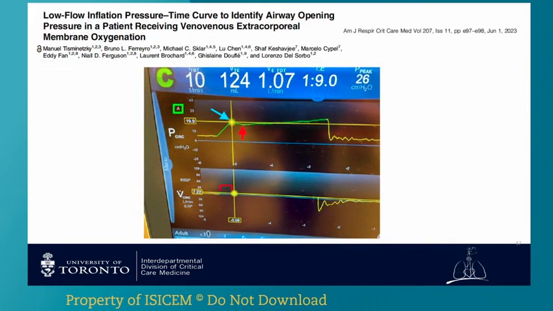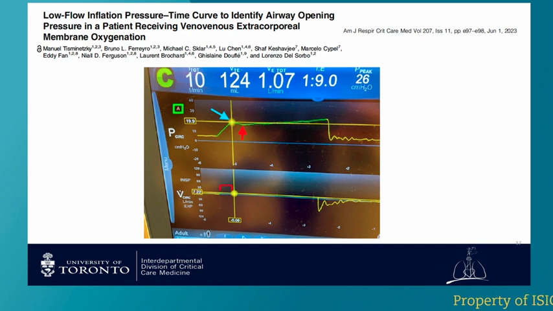Here's the graph I wanted to show you about airway opening pressure. You can do this in a number of ways. If your ventilator has a PV tool on it, that's probably the fastest, easiest way to do it. Just hit the PV tool and look for that inflection on the volume pressure curve. If your ventilator doesn't have a PV tool, no problem. You can set up a single slow inflation.